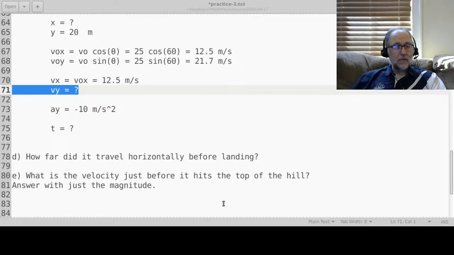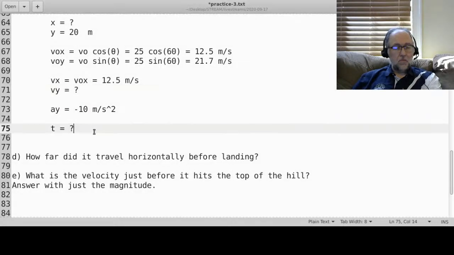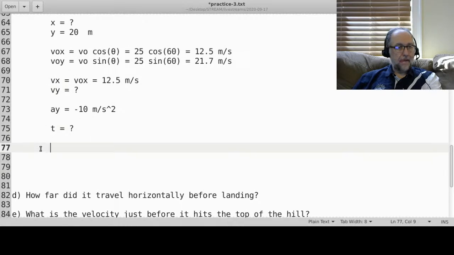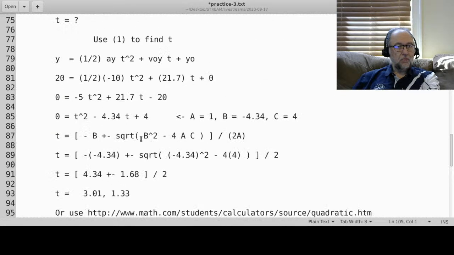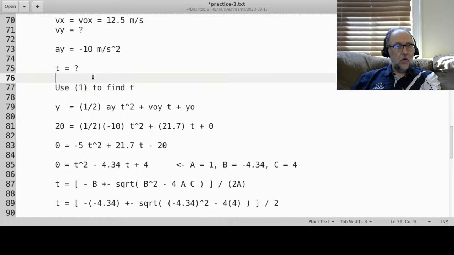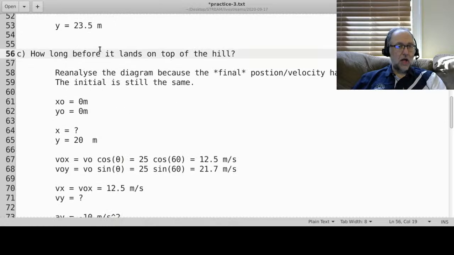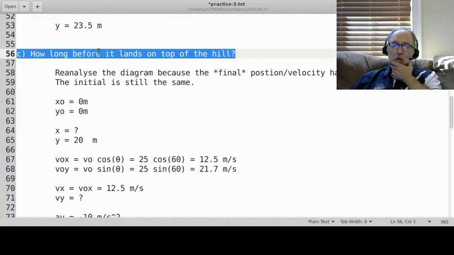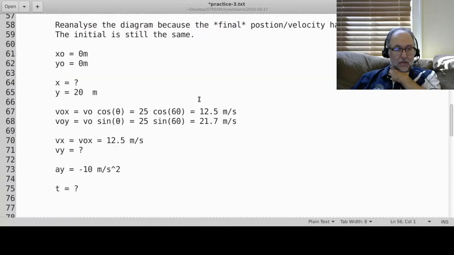And for this one, we want time again. Okay, so I'm going to cut and paste the whole solution here because why not? All right, and we'll go through it slowly. All right, so let's reread the question. How long before it lands on the top of the hill? What do we want? We want time.